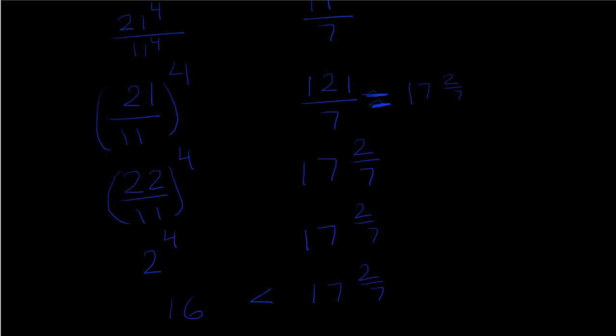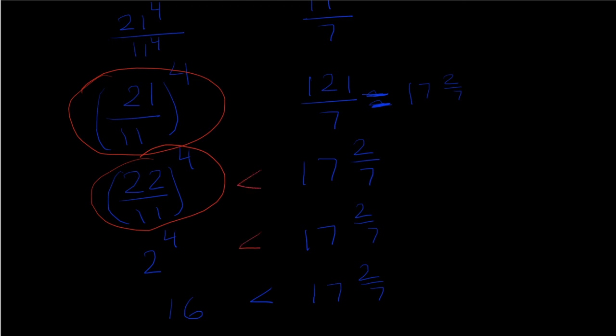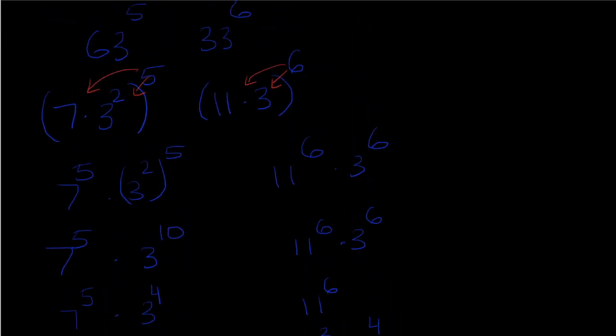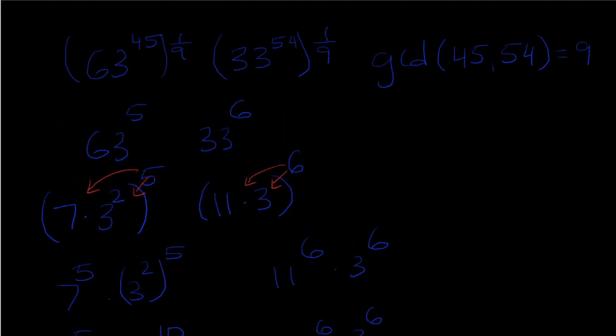So not only over here did we find a bigger number to replace it with, it's still smaller than the right side. So a bigger number gave us a smaller result, it's still smaller than the right side. So we go backwards and we say, okay, this must be true. So we follow this all the way up, skip some steps, and we say that 33 to the 54th is bigger than 63 to the 45th. And that's our final answer.